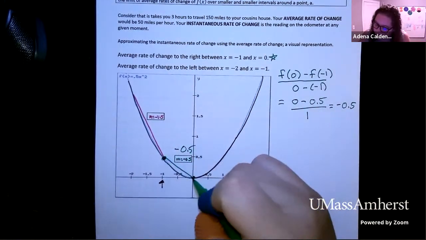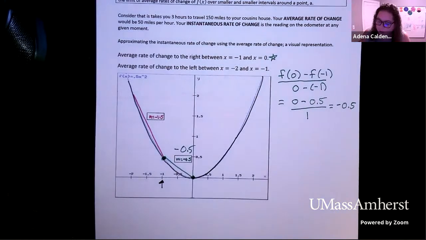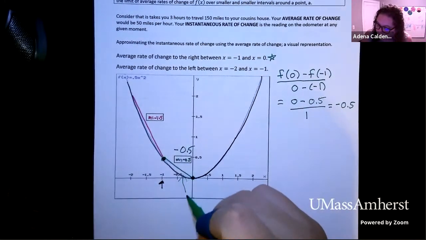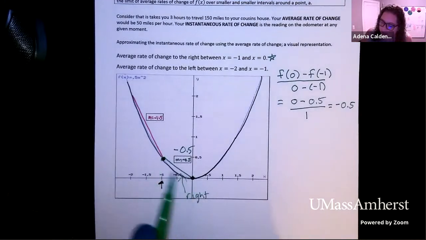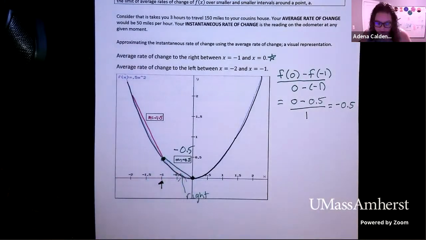-0.5 is the average rate of change to the right of -1, right? So I used a point to the right of -1. So that's trying to help me approximate by using the average rate of change. But I also want to do this to the left of -1, because just like limits, I want to see what's happening on the left and the right.